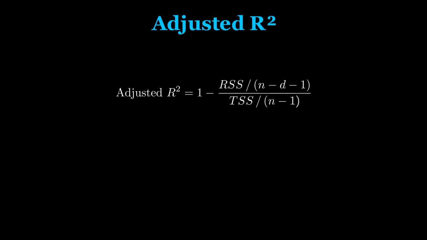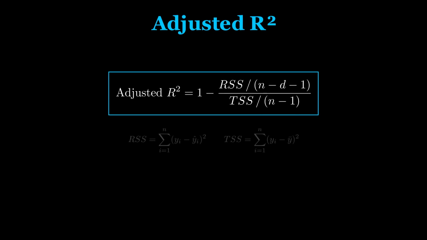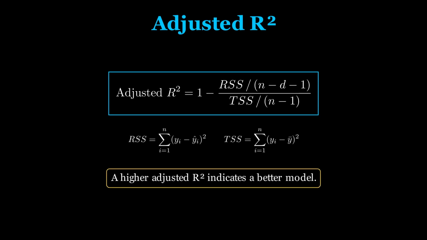Adjusted R-squared modifies the ordinary R-squared to penalize for the number of predictors. The formula is 1 minus the ratio of RSS over n minus d minus 1 to TSS over n minus 1, where RSS is the residual sum of squares and TSS is the total sum of squares. In this adjusted R-squared formula, d counts only the slope coefficients. It does not include the intercept. This is different from the d in CP, AIC, and BIC, where d includes the intercept. Also note the direction. Unlike CP, AIC, and BIC, where lower is better, a higher adjusted R-squared indicates a better model.